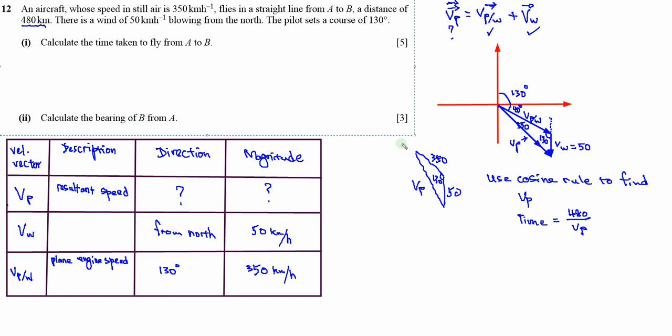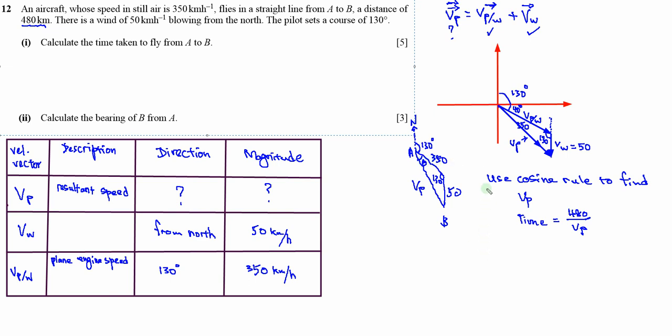Then calculate the bearing of B from A. Remember, it's flying from A to B. It says you want the bearing of B from A. So basically, what you have to do is, the north, this one we already know is 130. So you use the sine rule to find this angle. Now after you find this angle, let's say this is theta.